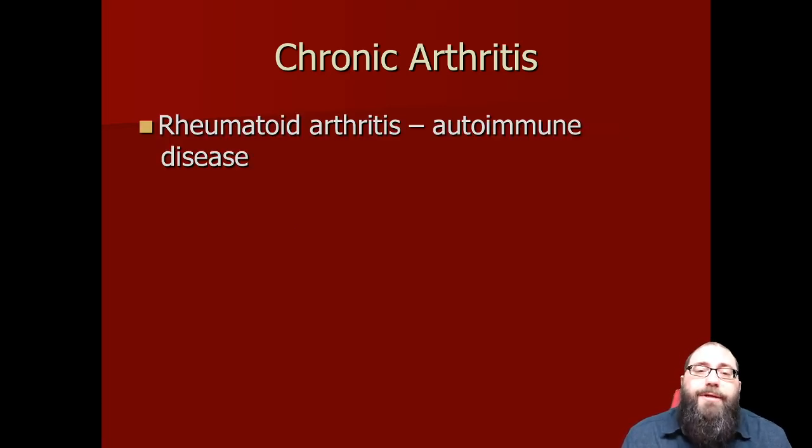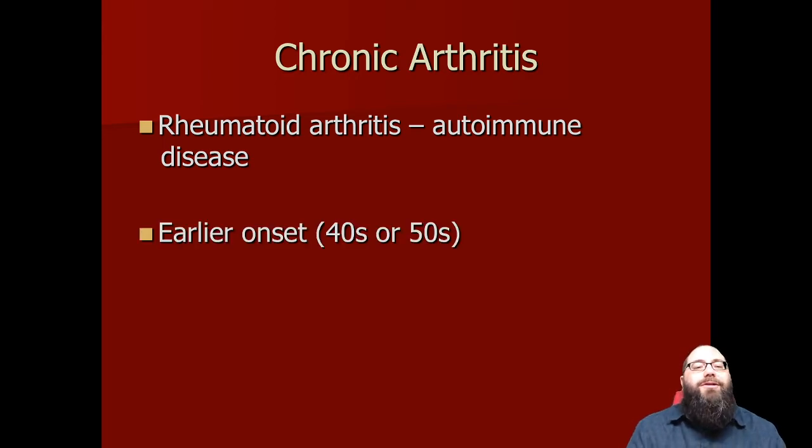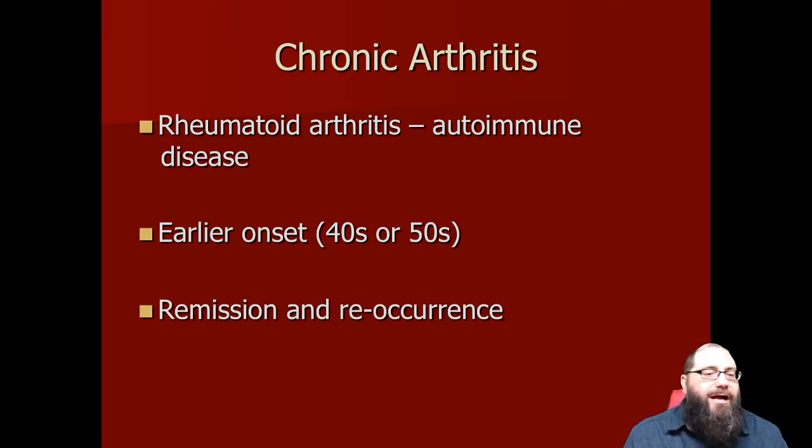Another arthritis, rheumatoid arthritis. It's an autoimmune disease. Rheumatoid arthritis, earlier onset, 40s or 50s. So typically you get RA in your 40s or 50s, and it comes with remission and reoccurrence. My mother had rheumatoid arthritis. She had to take medications that killed the liver in order to keep her flare-ups from getting so bad.